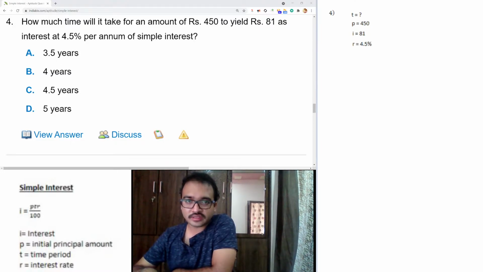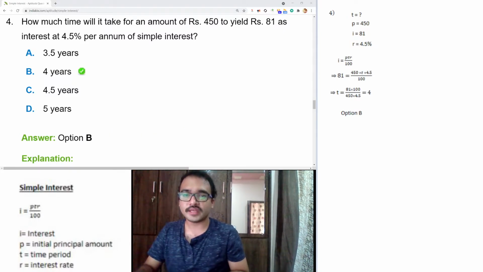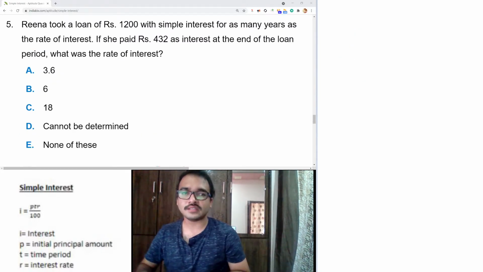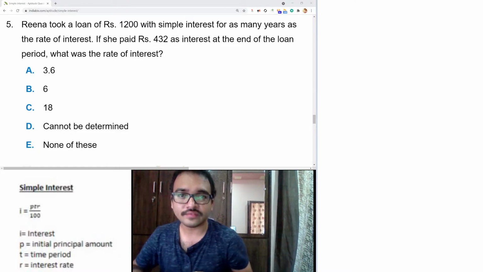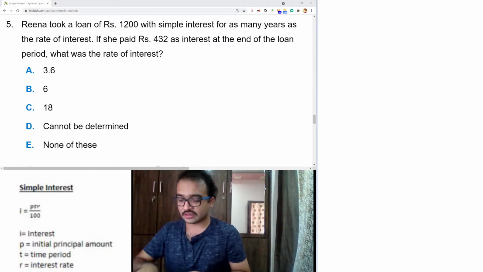This is simple interest. We know the formula. I is equal to PTR by 100. Simply substitute the values in this formula, then we will get T is equal to 4, which is option B. Option B is correct. Let's see problem number 5. Reena took a loan of 1200 with simple interest for as many years as the rate of interest.